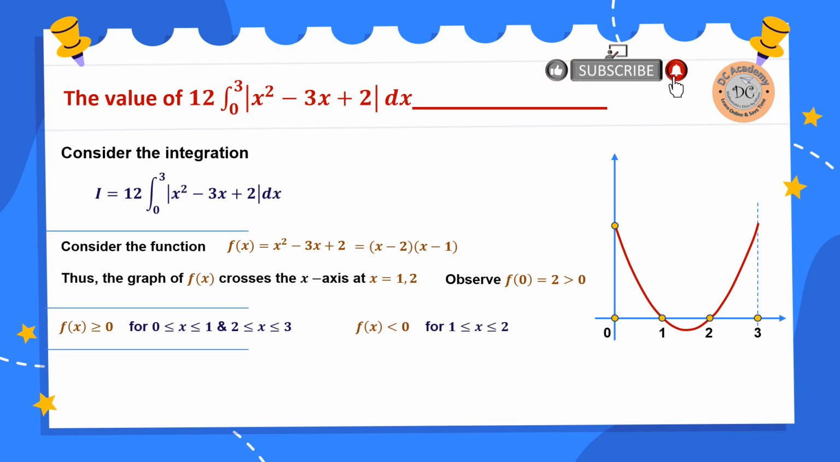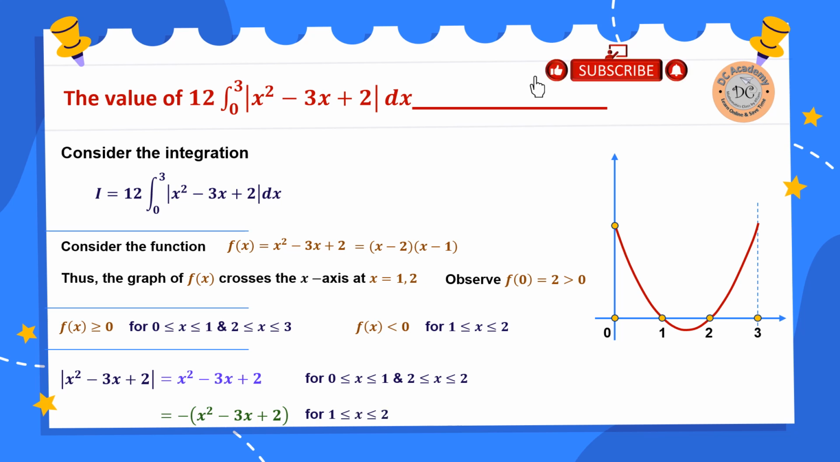So we can easily rewrite the mod of x square minus 3x plus 2 as equal to x square minus 3x plus 2 when x lies in the interval 0 to 1 and 2 to 3. In the other case, it will be minus of x square minus 3x plus 2 when x lies between 1 and 2. So that's the first step of this problem.